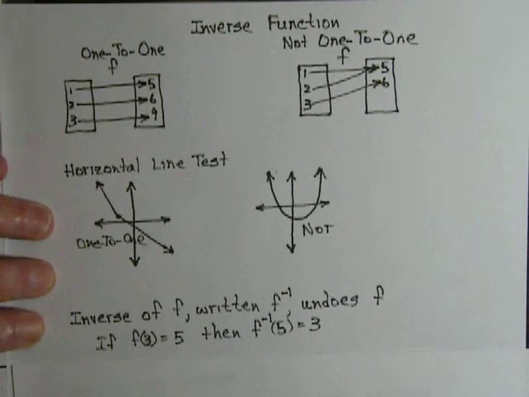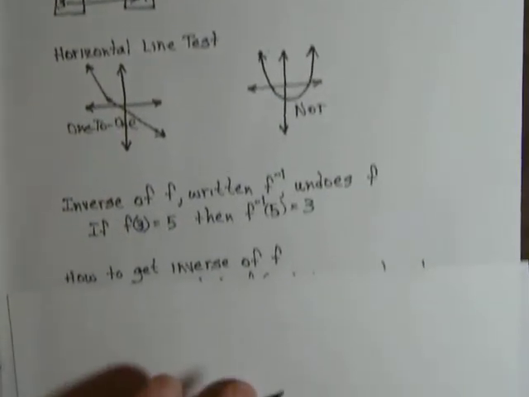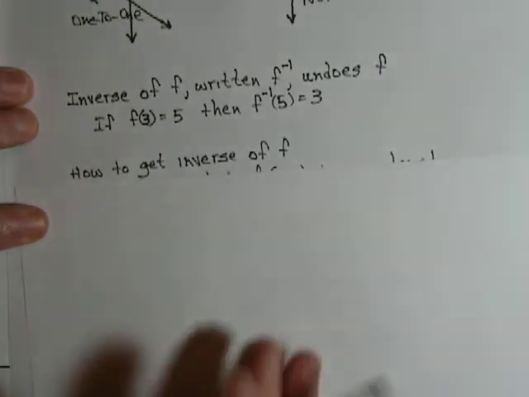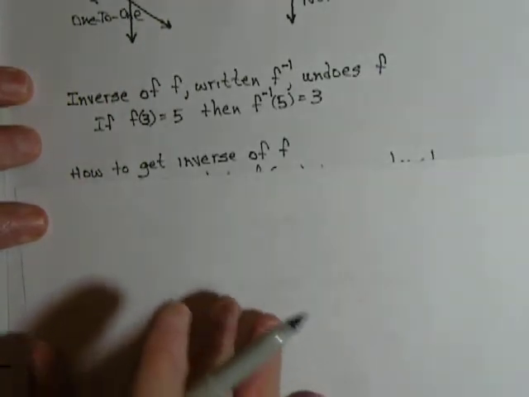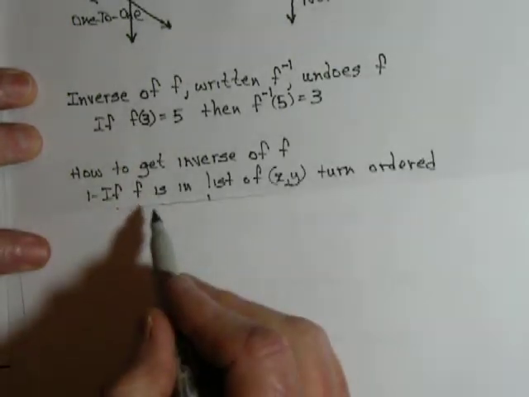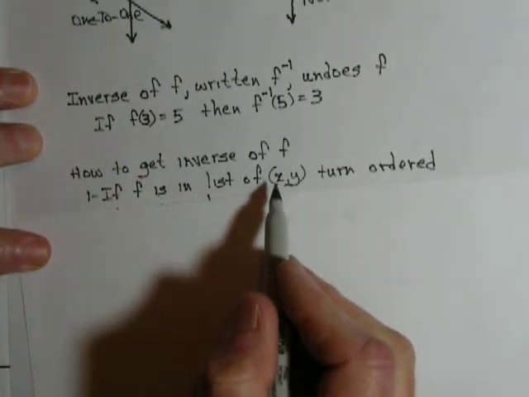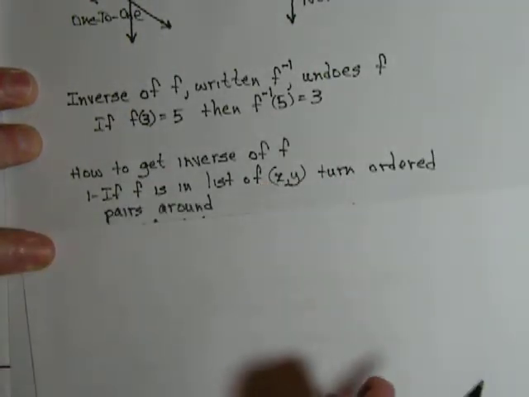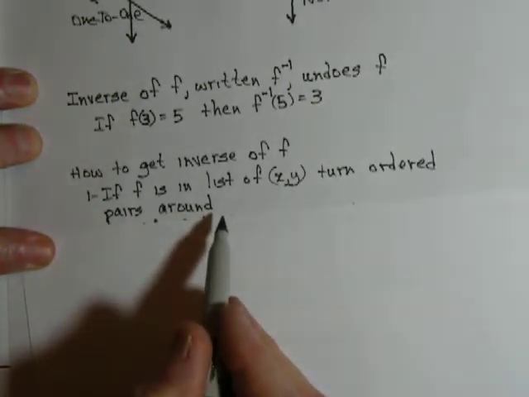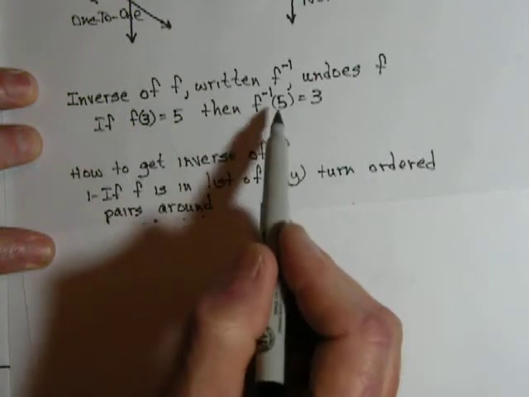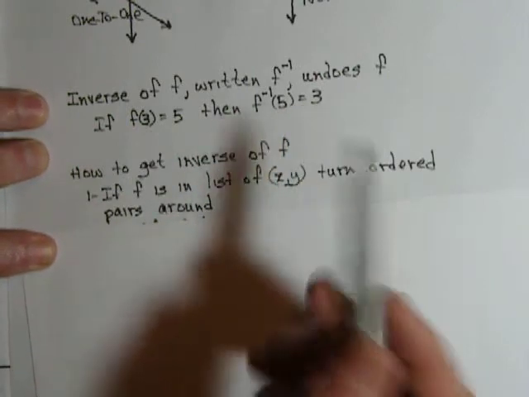So, now let's talk about how to find the inverse of f. So I'll move my paper up here. Now there are three situations. If you are given ordered pairs, if f is written in a list of ordered pairs, then basically you turn the ordered pairs around. That's simple. Just turn the ordered pairs around like we did up here. This would be 3, 5, and this would be 5, 3.